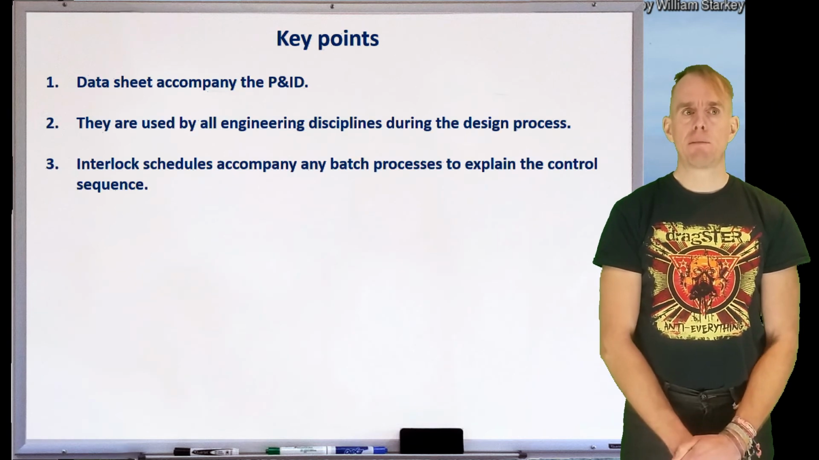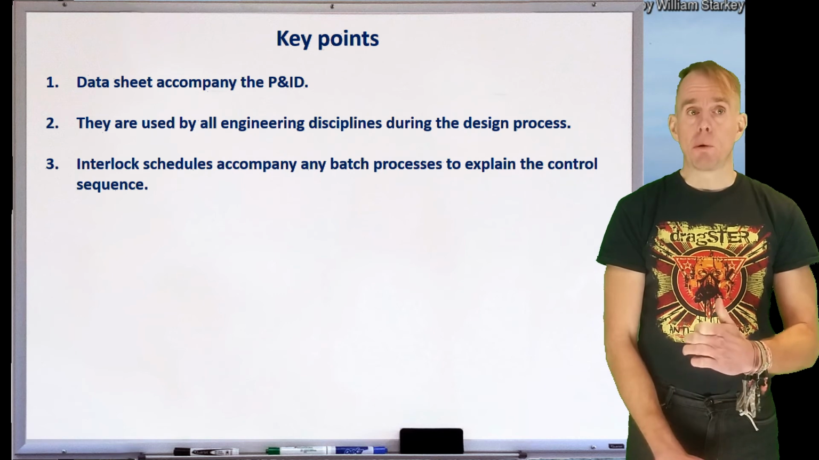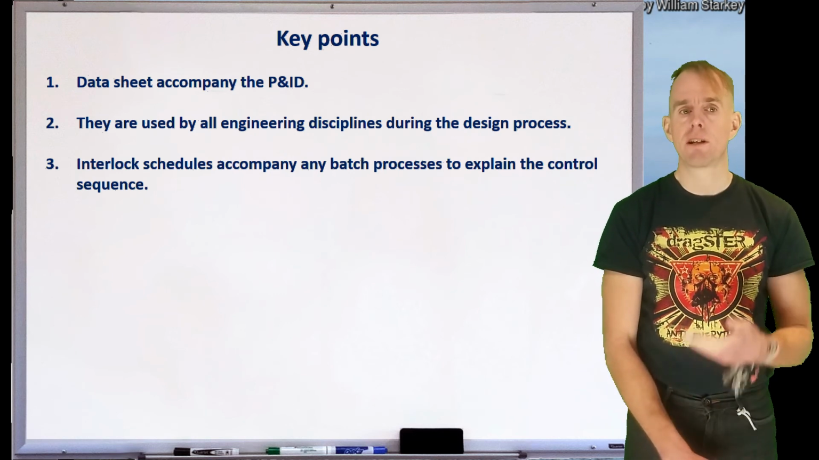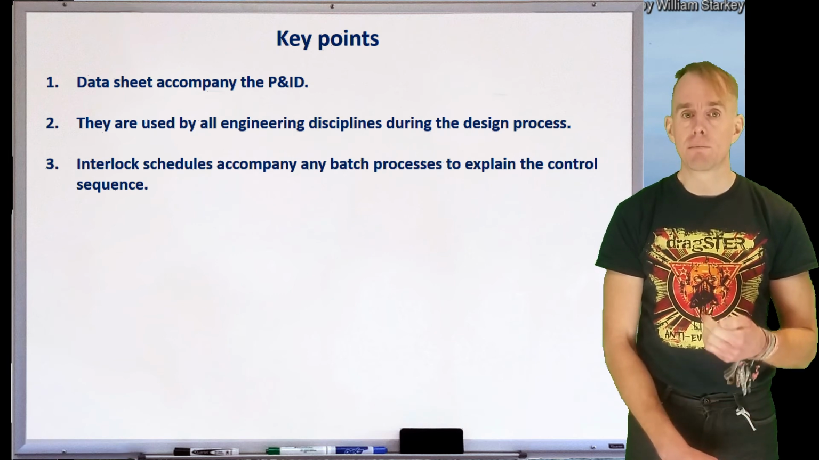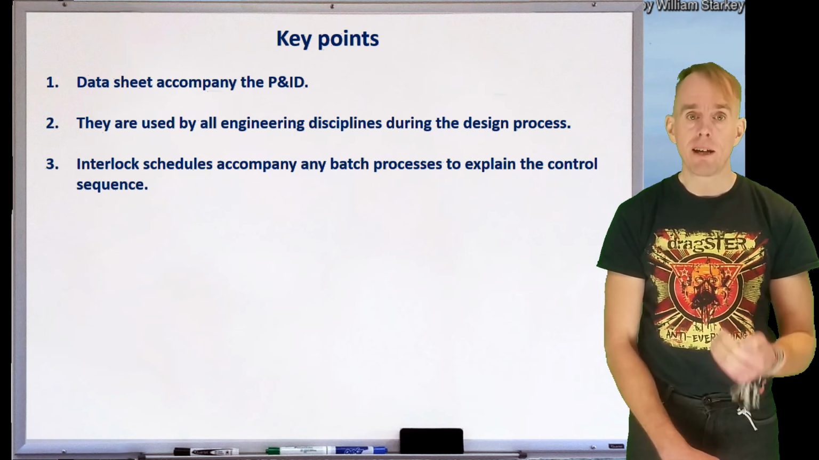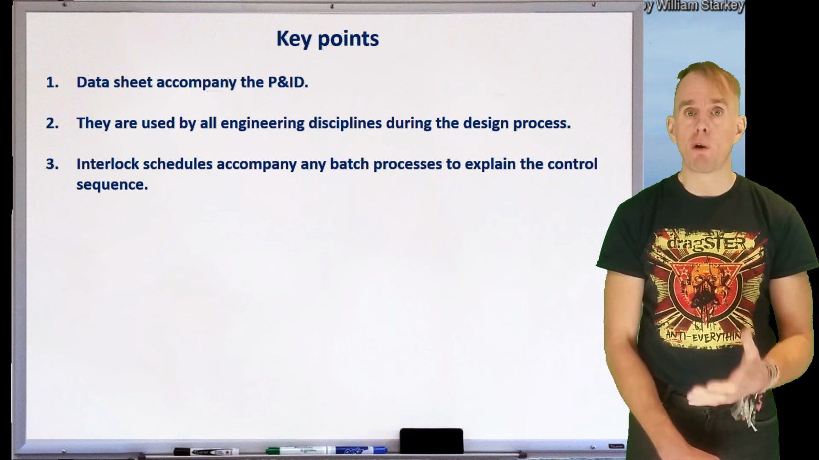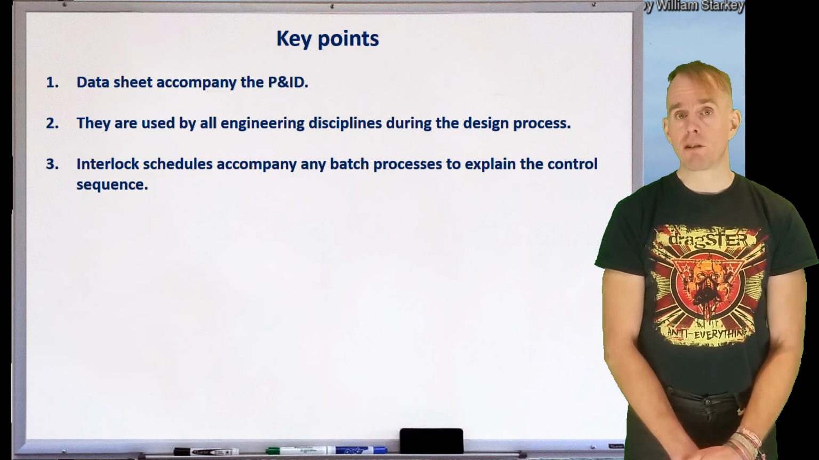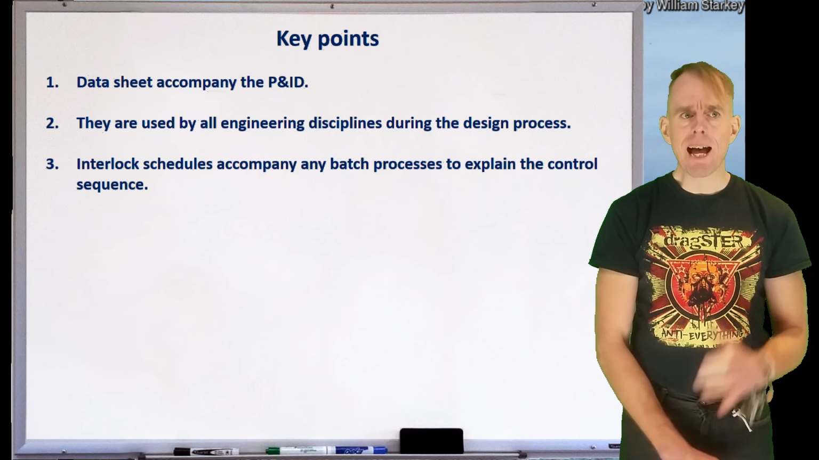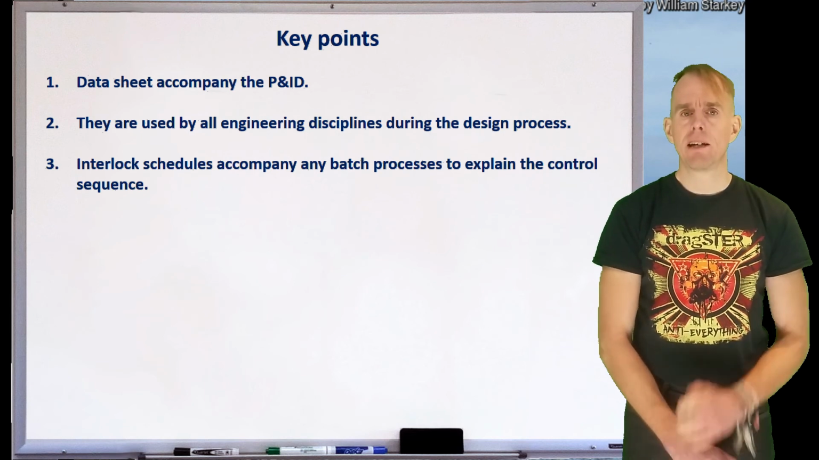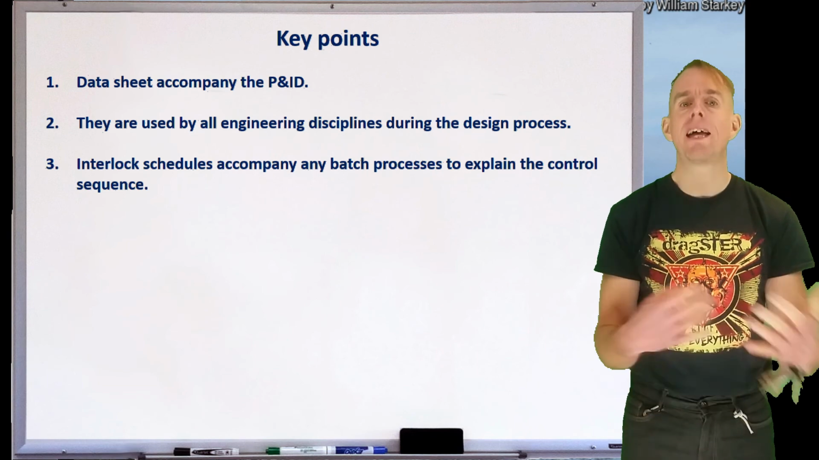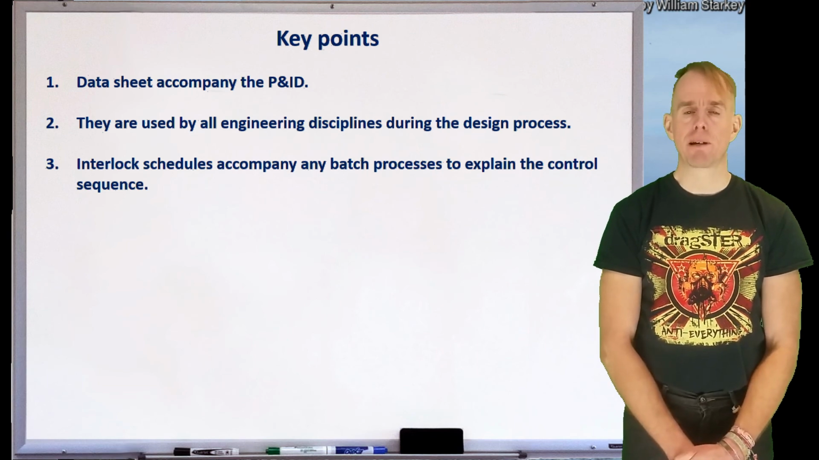So let's recap a few key points. Data sheets are really important. They accompany the P&ID and give additional information that is very, very important to the mechanical design, control design, instrumentation design and procurement of items of equipment. They are used by all engineering disciplines during the design process. And the interlock schedule in particular is a vital piece of documentation that allows the chemical engineer to explain the control sequence of a batch-based process.